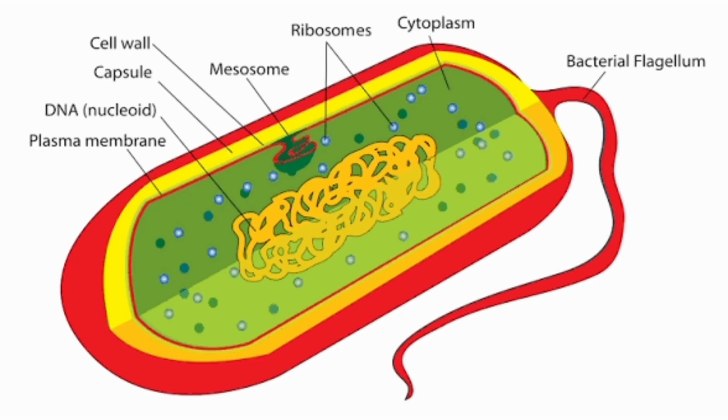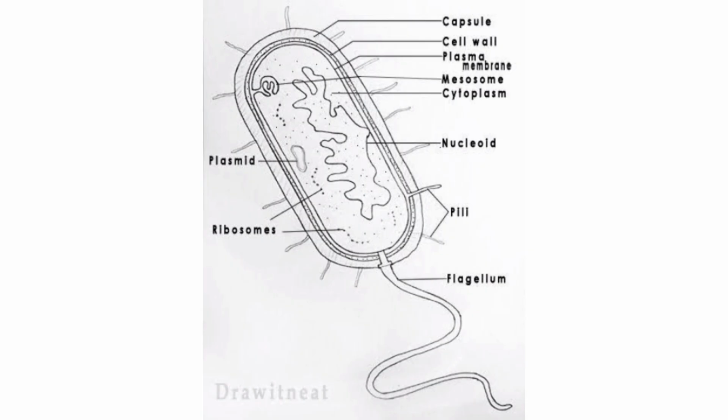Second, the nuclear region of a prokaryotic cell is not well defined. It does not have a nuclear membrane. It is called a nucleoid. A single chromosome is present in a prokaryotic cell, and membrane-bound cell organelles are absent in prokaryotic cells.